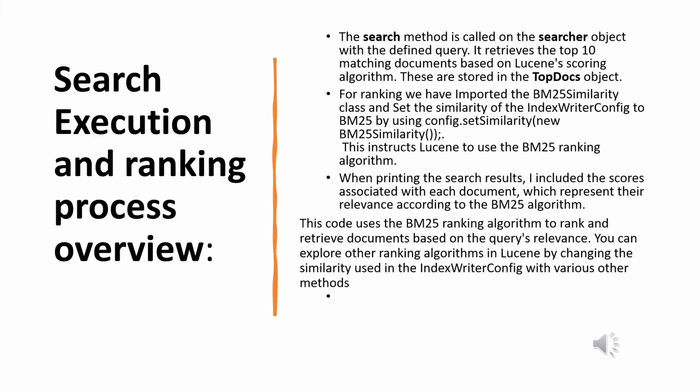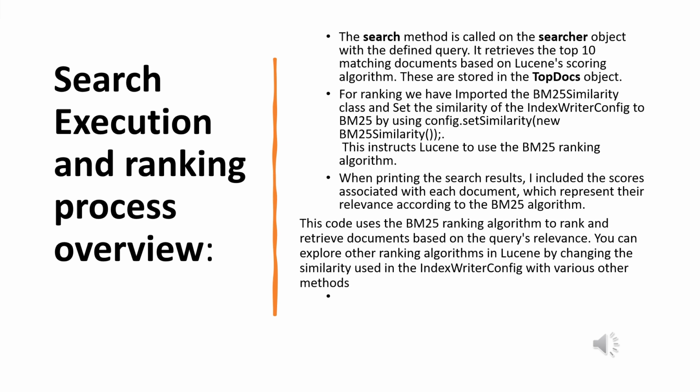In the search execution and ranking process, the search method is called on the searcher object with the defined query. It retrieves the top 10 matching documents based on the Lucene score algorithm. These are stored in the TopDocs object. For ranking, we have imported the BM25 similarity class and set the similarity of the index writer configuration to BM25 by using config.setSimilarity(new BM25Similarity()). This instructs Lucene to use the BM25 ranking algorithm.